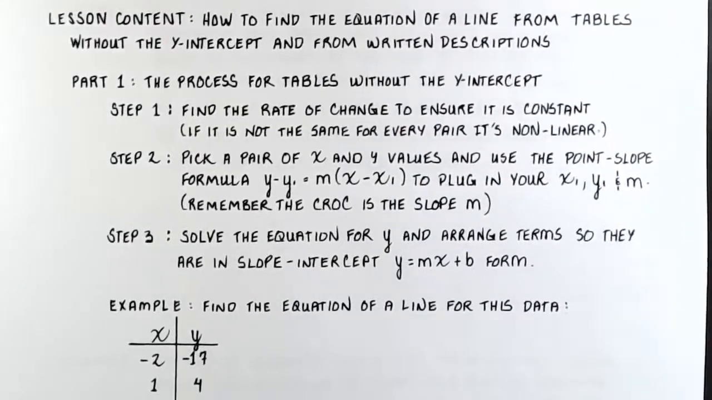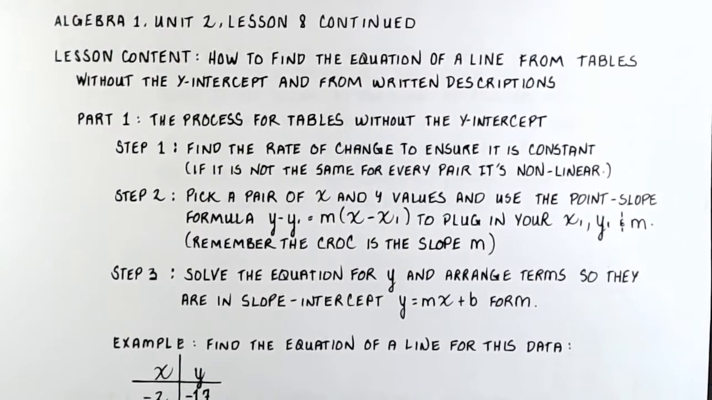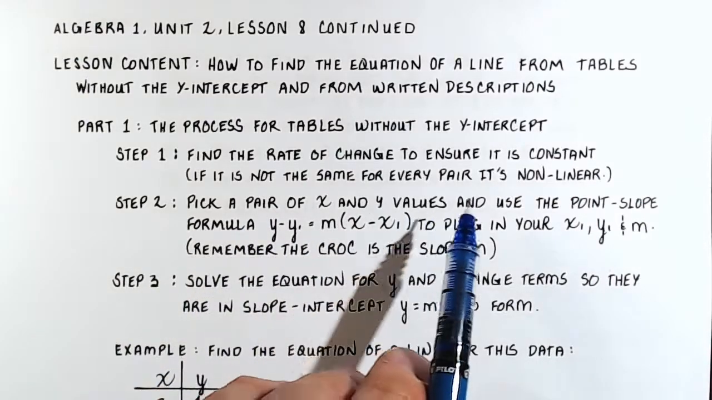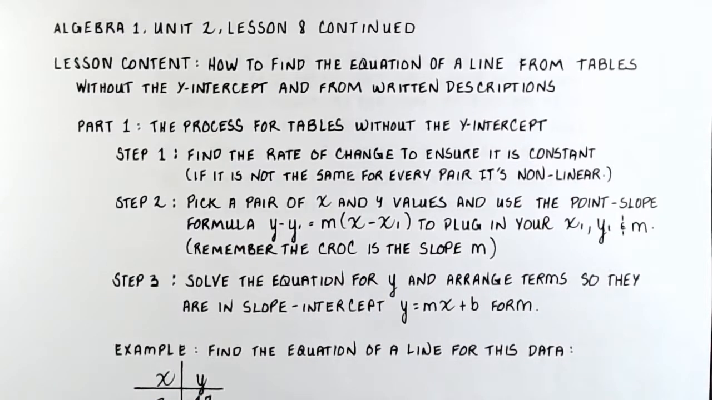Okay, so that was the warm-up. Here's the lesson content. How to find the equation of a line from tables without the y-intercept and from written descriptions. It's a three-step process. First, we find the rate of change to ensure it's constant. If it is not the same for every pair, you're dealing with a nonlinear equation. You can't proceed.